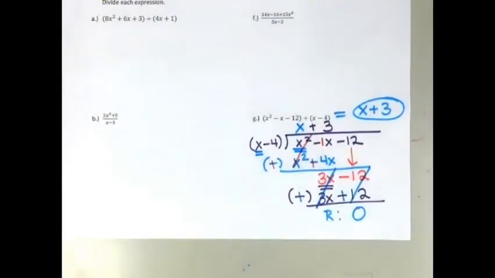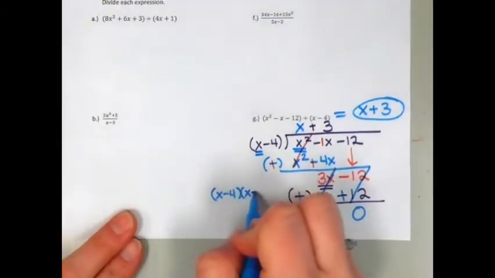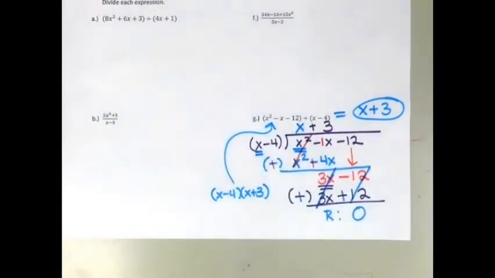How do we check this? Could I take x minus 4 and times it by x plus 3 and see if I get to my dividend? Yeah, if I FOIL that, is that what I get to? So no, that's just the first one, right? Okay, so it could get a little confusing, that's all right. Let's look at another one.